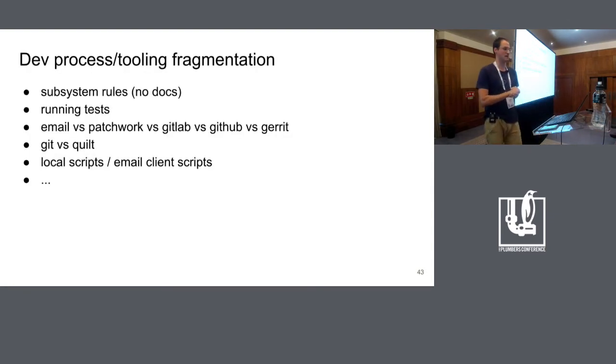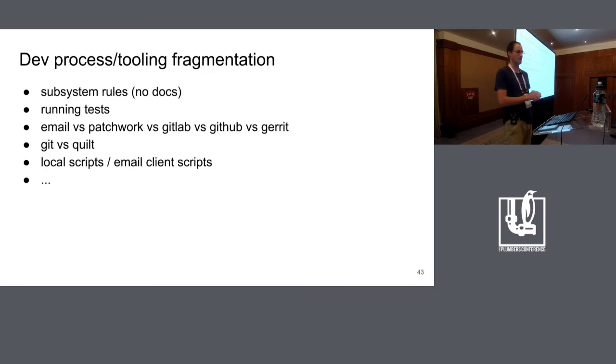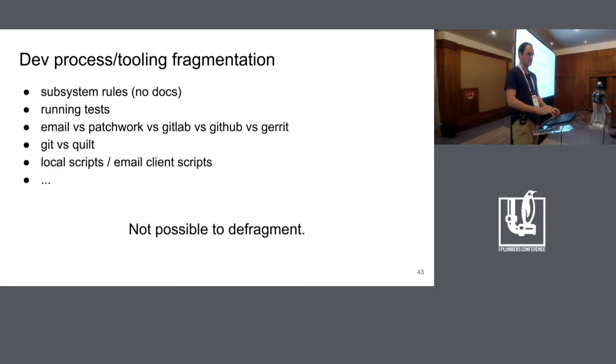And if we look at the development process and tooling, then we also have fragmentation, right? All rules for subsystems are different. Obviously, there's no documentation. Running tests for each subsystem is completely different. You can spend literally days and you will not necessarily succeed. Then we have email, Patchwork, GitLab, GitHub, Gerrit. We even have Git versus Quilt. We have lots of local scripts running on some local machines of people.